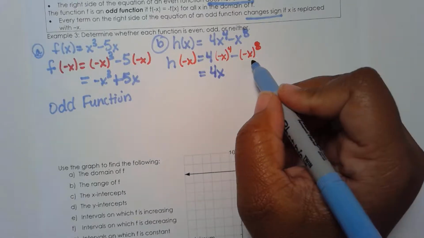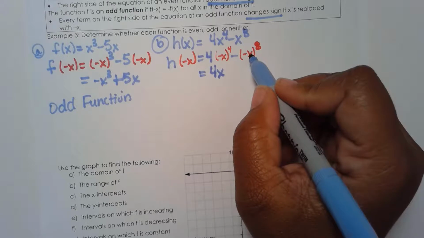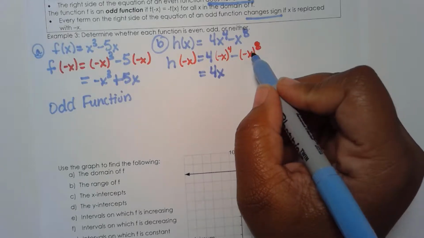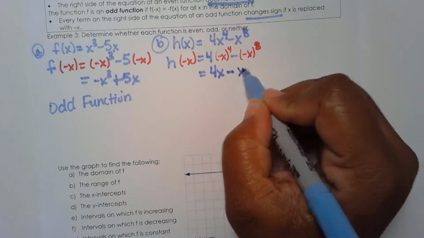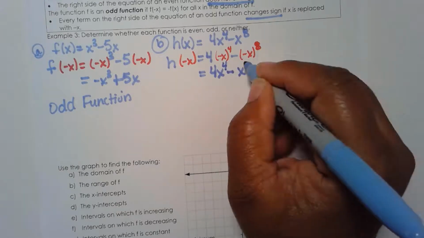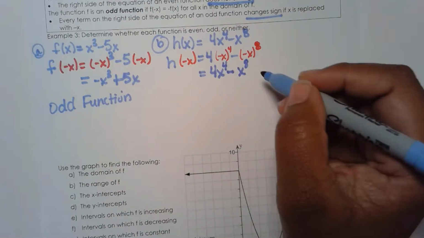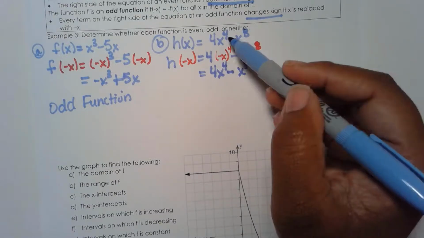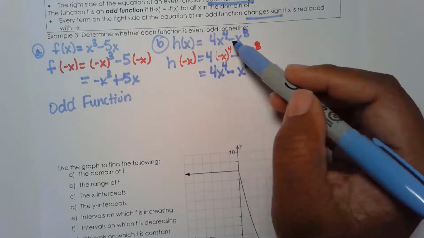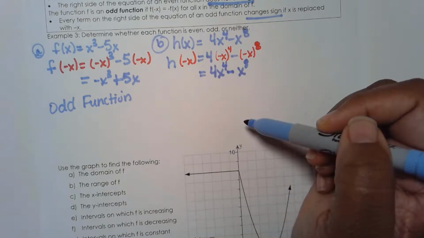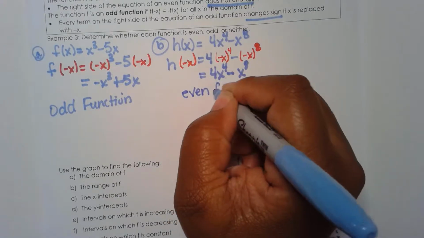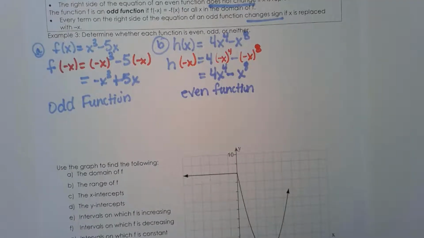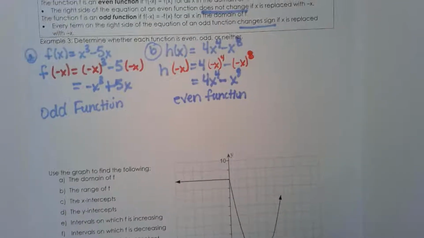And then we have the quantity of negative x raised to the eighth power. That would give us positive x to the eighth, with the minus in front. Excuse me, I forgot the 4 here. So we have 4x to the fourth minus x to the eighth power. So when we replace x with negative x, did our right side change? No, it did not. So this is what we would call an even function.